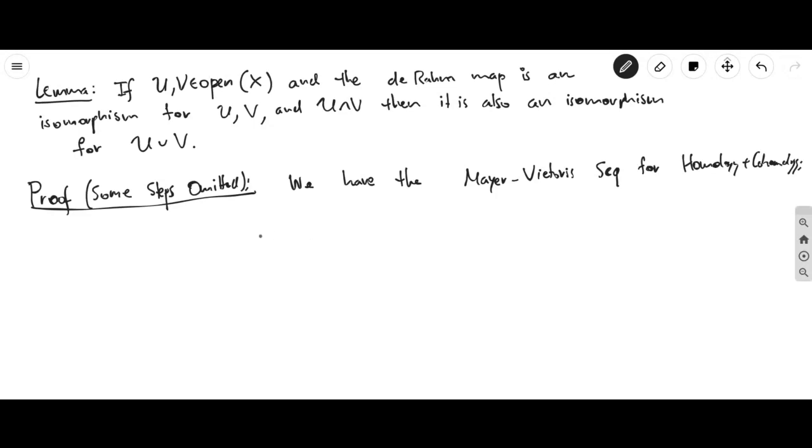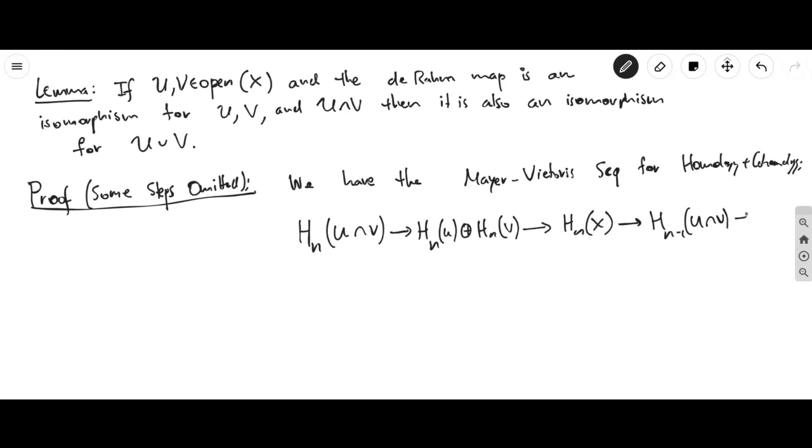So we have the one that goes like this. For homology, you go from H_n of U intersect V into H_n of U plus H_n of V. Then you go to the next one, H_n of X. Then it goes down, H_{n-1} of U intersect V, and like this. This would be H_{n+1} of X, like that. So this is an exact sequence for homology.